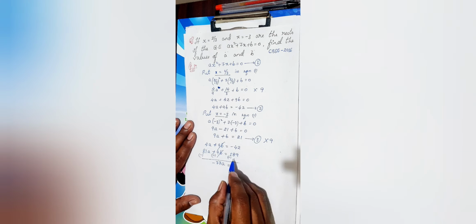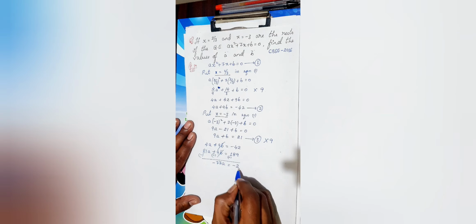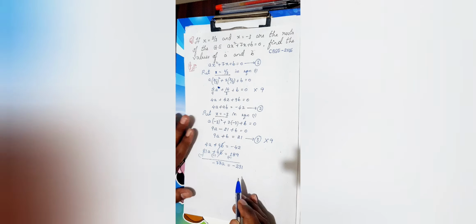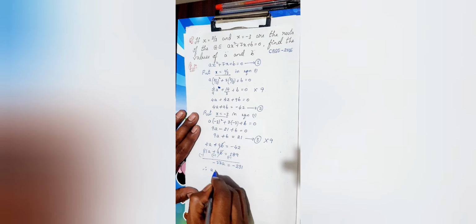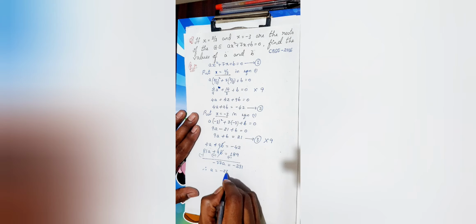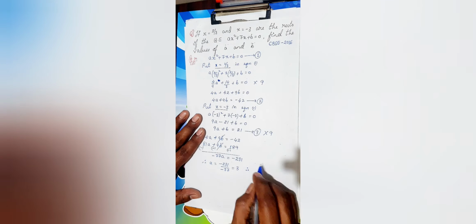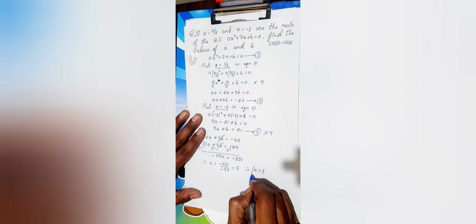Both are negatives, so you add them up and you will get minus 231. Therefore, a value will be minus 231 divided by minus 77. If you divide it, 77 3s will give me 231. Therefore, I got the value of a as 3.